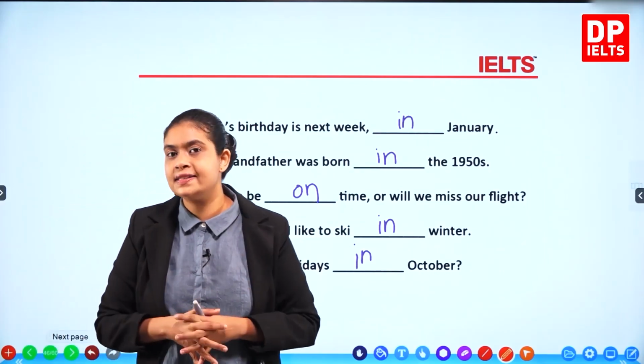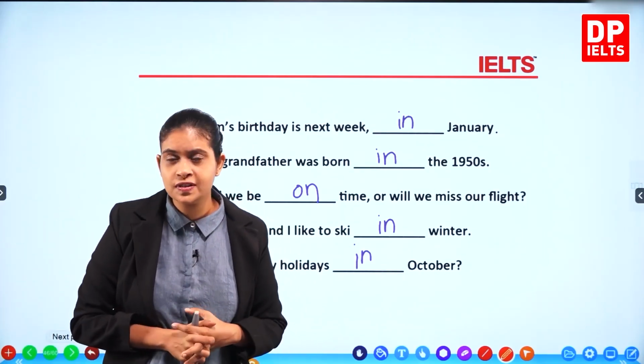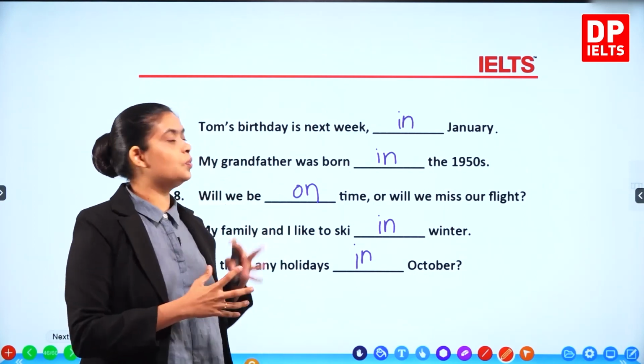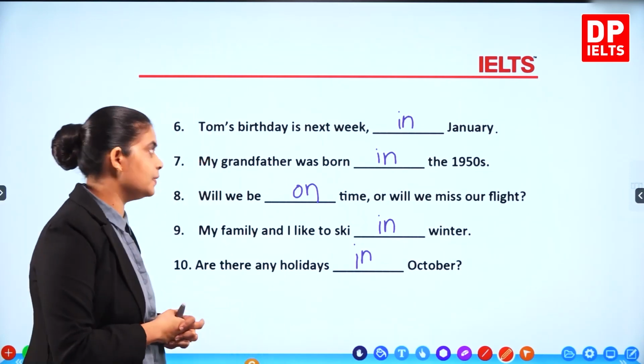So today's lesson, we had a look at prepositions, we had a look at the use of some of the prepositions, and we had a look at some of the examples.